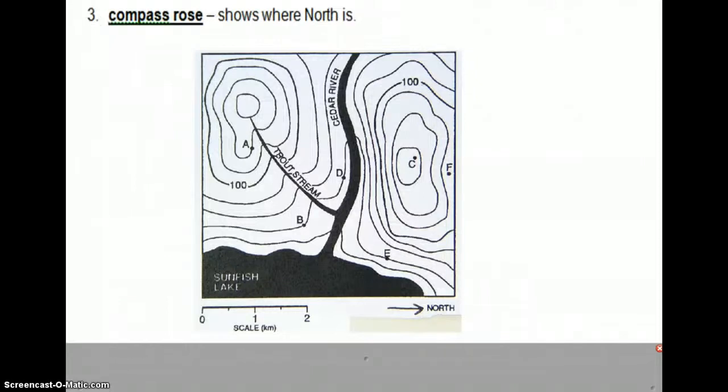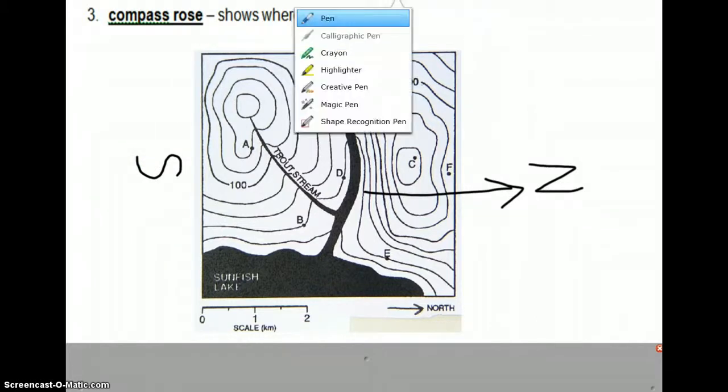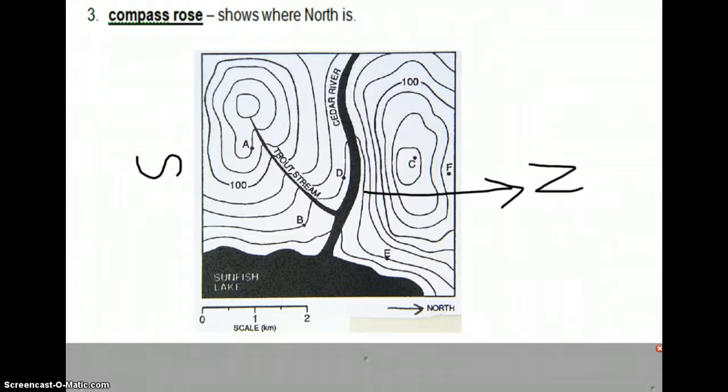The next thing that you'll notice on most maps is somewhere there will be a compass rose. And that's important because that will show you where north is. Normally, when we look at a map, north is usually up, but that is not always the case. You can see on this map that they're telling you that north is facing the right side of the map. So north is really here, and then south would be over here. So you want to look at the compass rose. You want to figure out where north is, where south is.